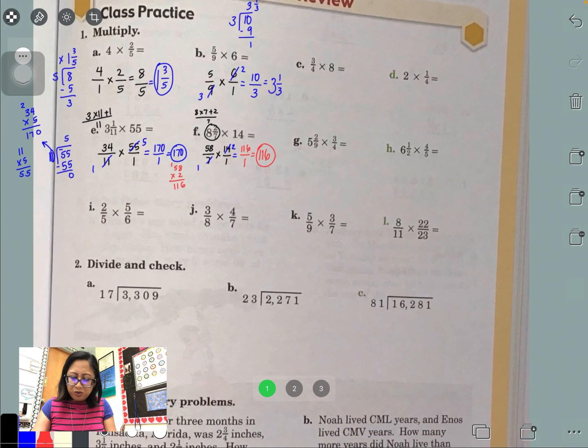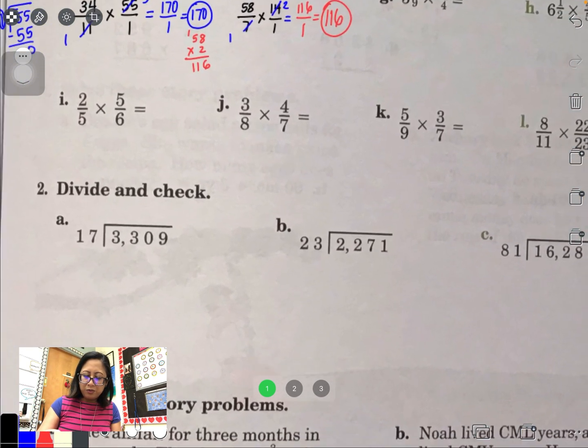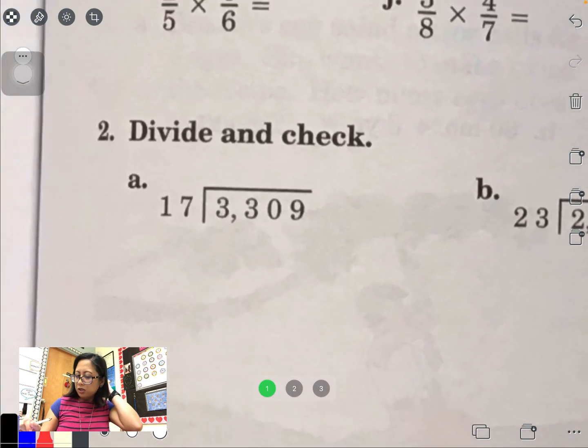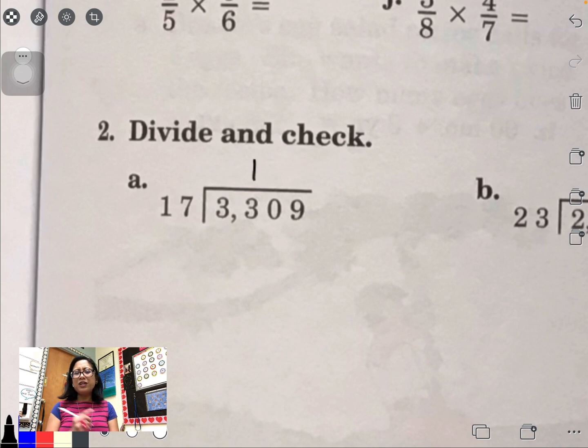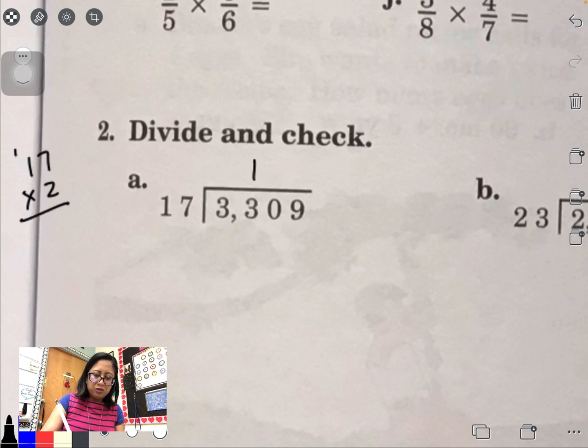But for number 2, I can do one of them with you right now. Let's do 2A. All right, so for 2A, take a look. I'm going to just divide. So it's 33 divided by 17. I'm going to try 1. You can do that too. If I try 2, that's too big. If I do 17 times 2, that's 34. That's too big. So I'm going to try 1, right? 1 times 17 is 17.